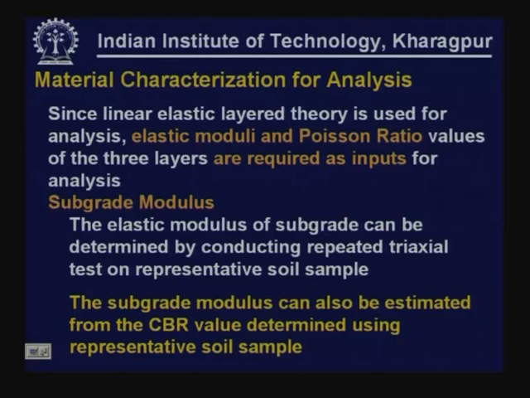As far as the selection of subgrade modulus is concerned, the elastic modulus of subgrade can be determined by conducting repeated triaxial test on representative soil sample. We had discussed determination of elastic modulus value of different types of materials in the lesson on material characterization. So, we can conduct repeated triaxial test on soil samples collected from field and then remolded, under appropriate conditions. We can obtain resilient modulus value or elastic modulus value for the soil, but usually it is difficult.